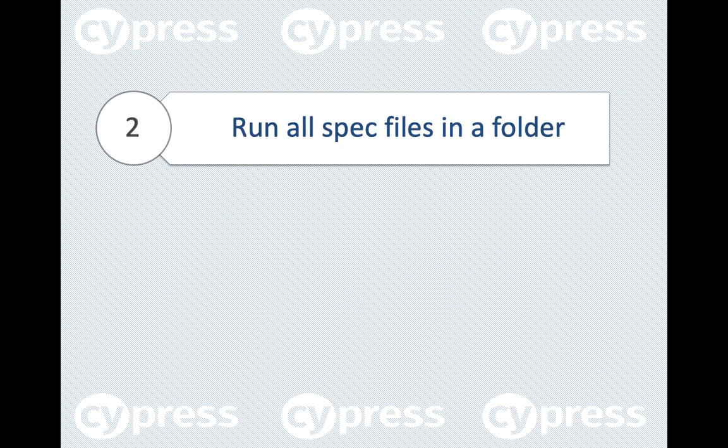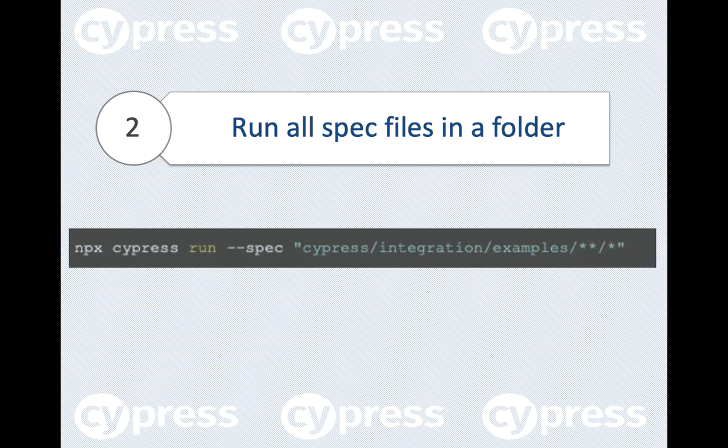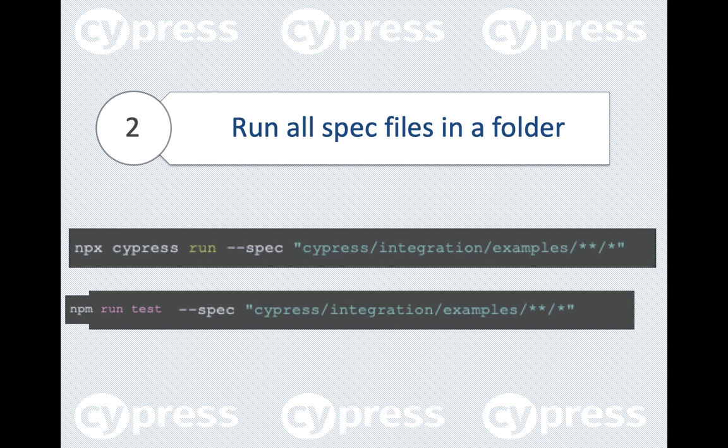So now, if you would like to run all the spec files that exist within a specific folder, you could specify using spec flag, like this. Or if you have a script in your package.json, you could also try this. And double quotes here are highly recommended.